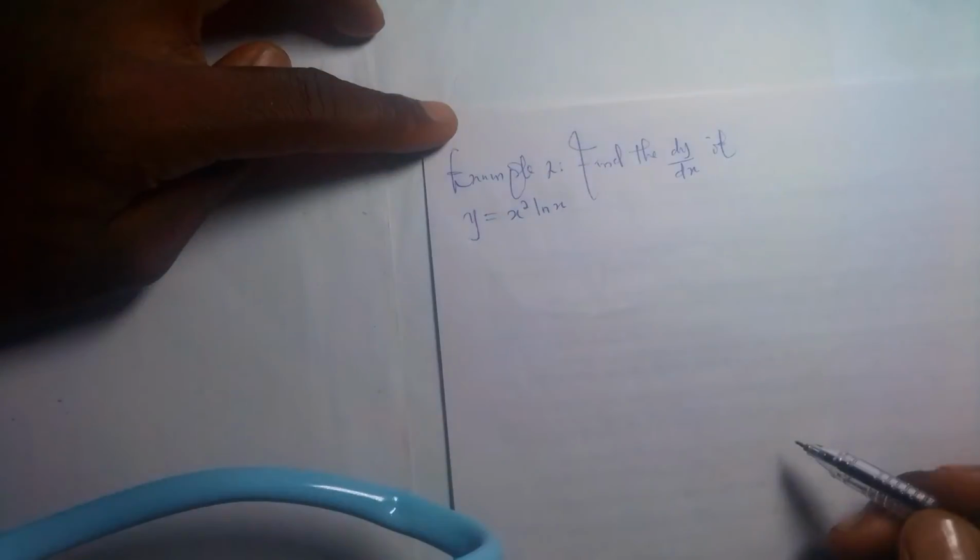All right. So now, in this example 2, we have to find dy/dx if y equals x squared ln x.